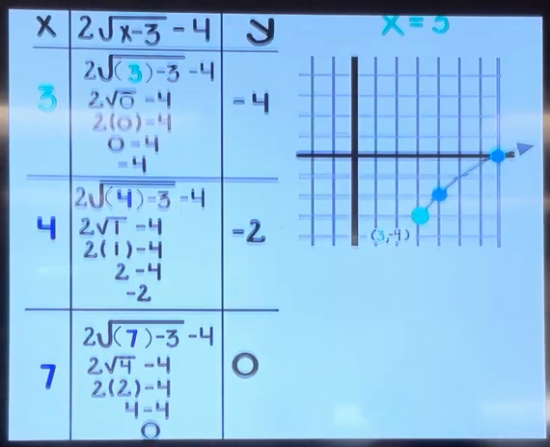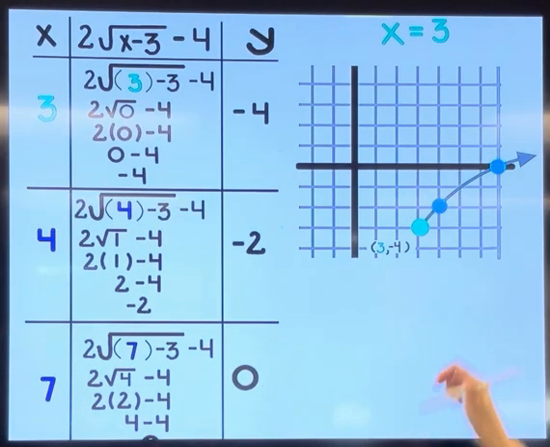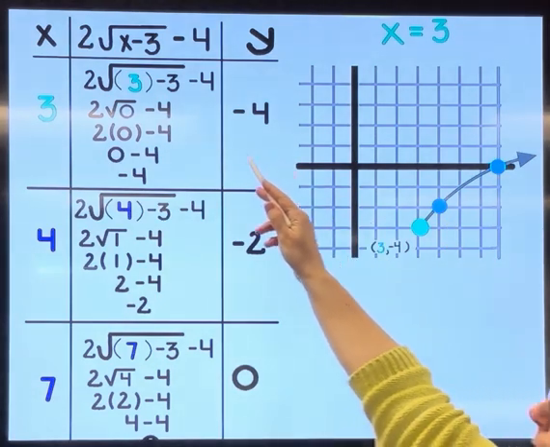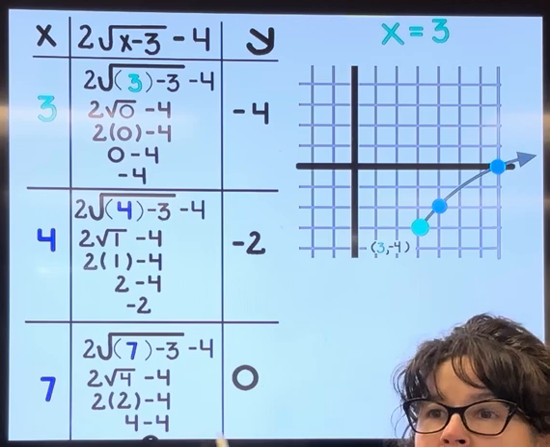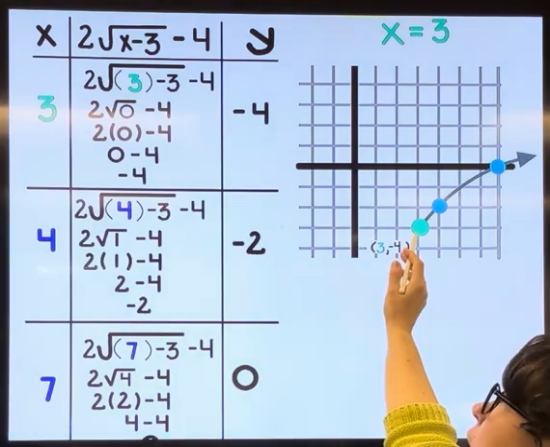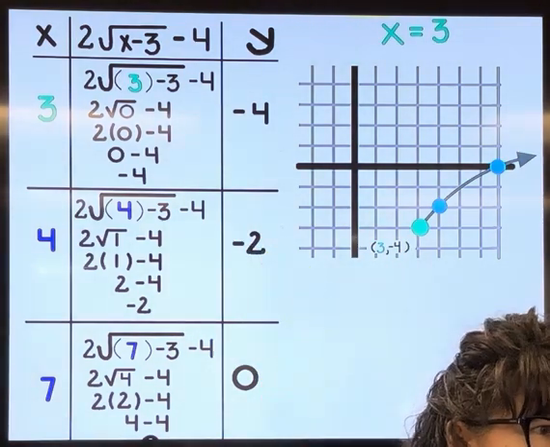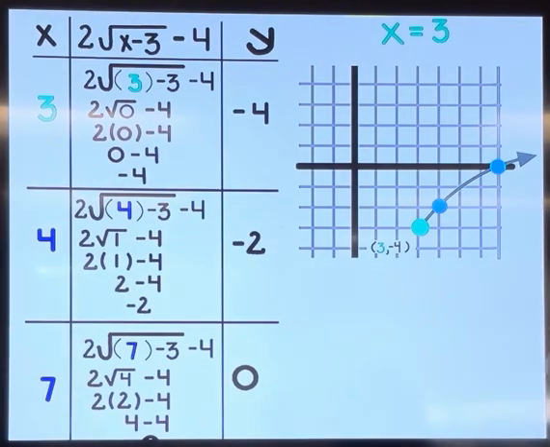So keep in mind, you want to find out what makes underneath the root equal to 0, and that's the x coordinate of the starting point. Plug that number in to get your y, and then pick a couple more points.